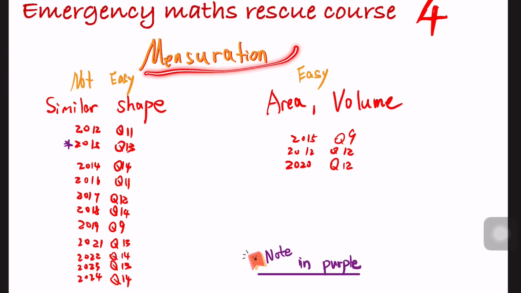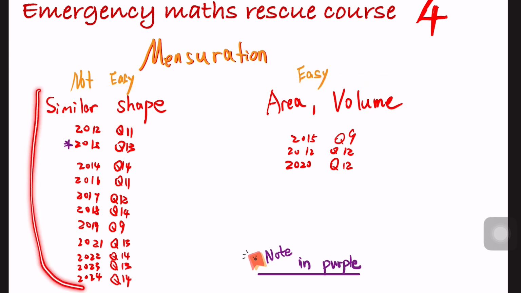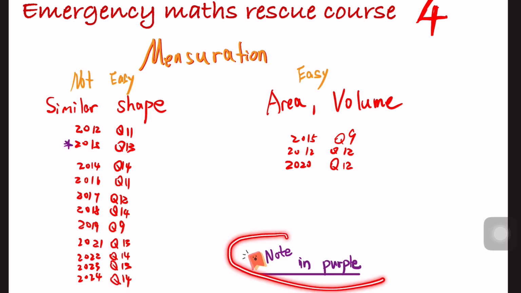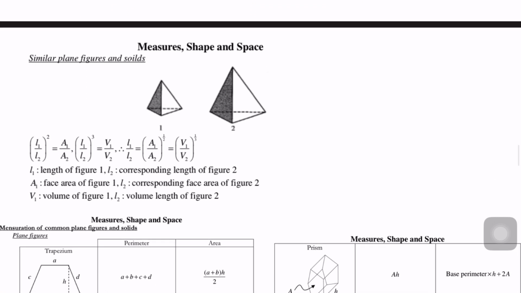We talk about mensuration, which includes similar shapes, area and volume. We will talk about similar shapes first, because in recent years they all have this type of question, and in this video all the notes will be in the color purple. First, you need to memorize all the formulas for the calculation of area and volume.